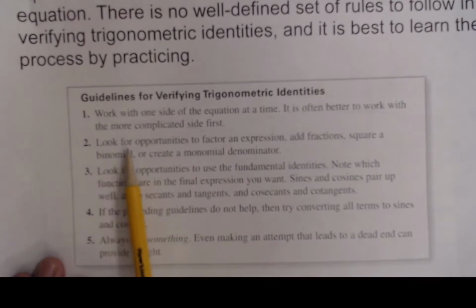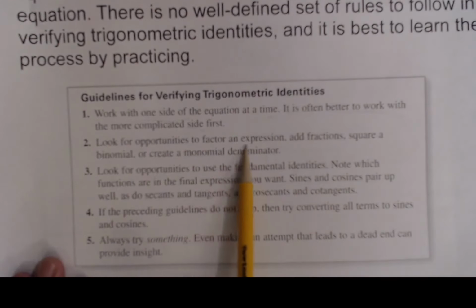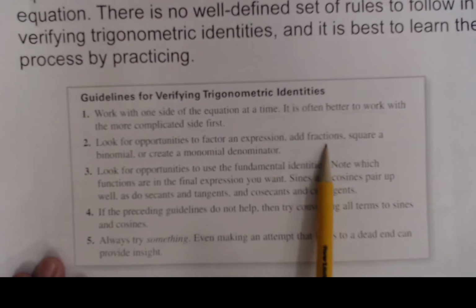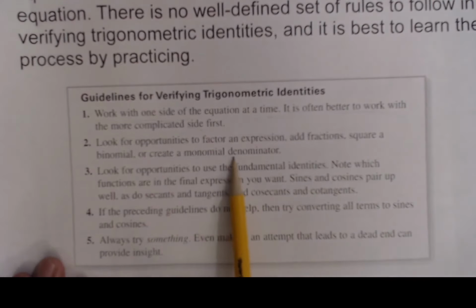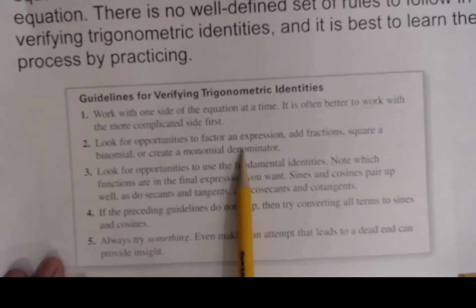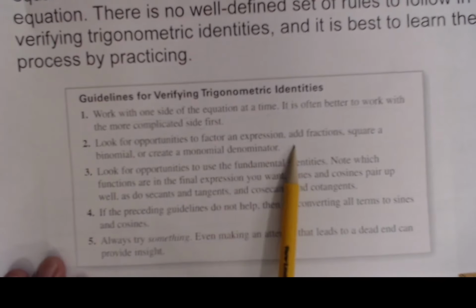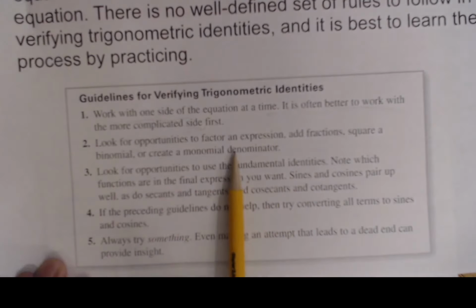Number 2, look for opportunities to factor an expression, add fractions, square a binomial, or create a monomial denominator, or any other mathematical concept that you think will help you prove that the left side is equal to the right side. Anything that you think will help, try it. It's okay if, once you try one method, it didn't help. As long as you try, then go back again.